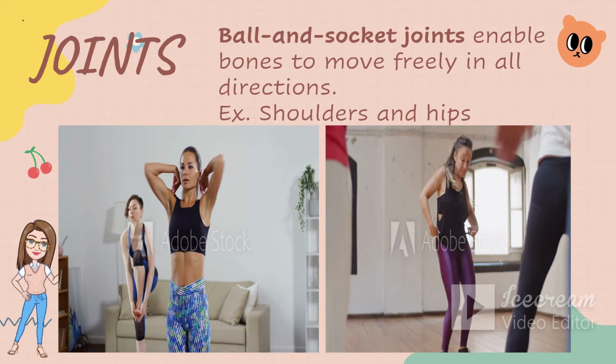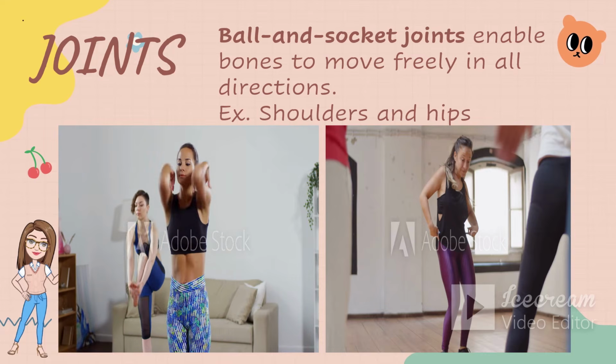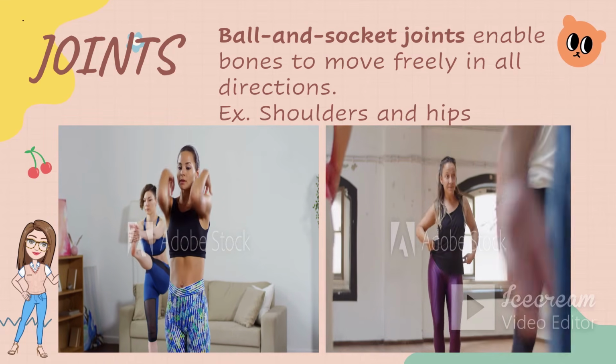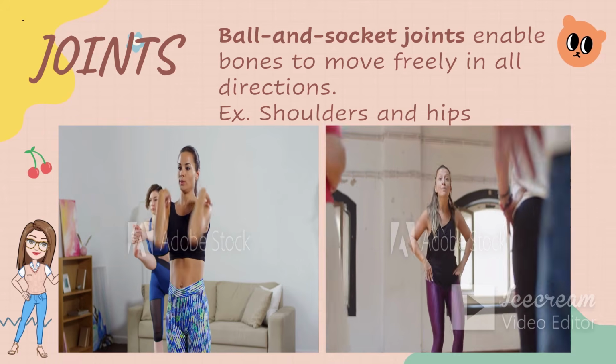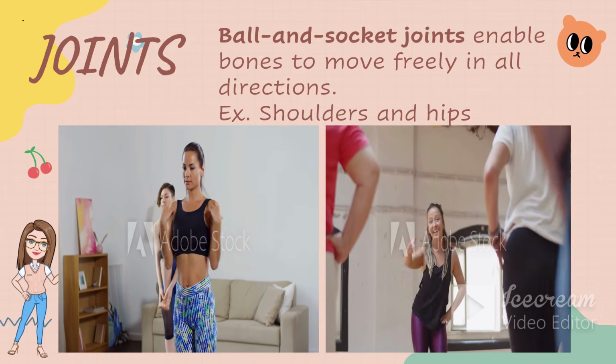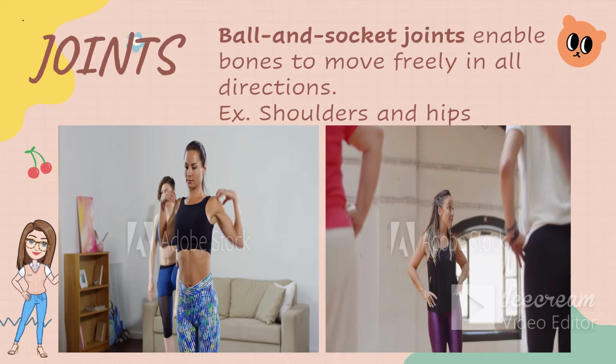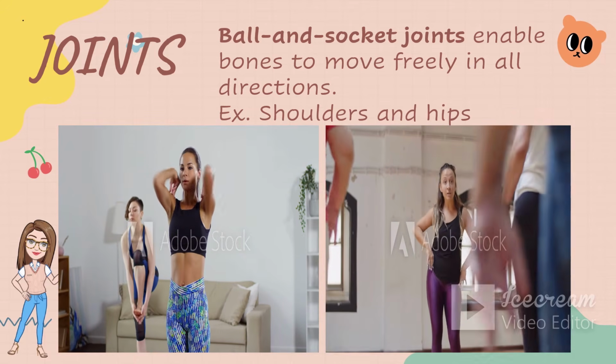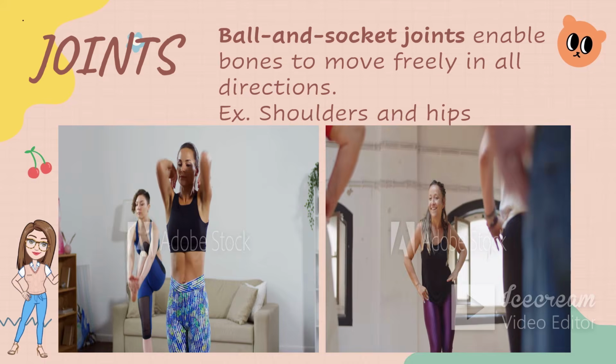Ball and socket joints enable bones to move freely in all directions. The shoulders and hips have ball and socket joints. The rounded end of the upper arm fits into the hollow socket at the end of the shoulder bones.